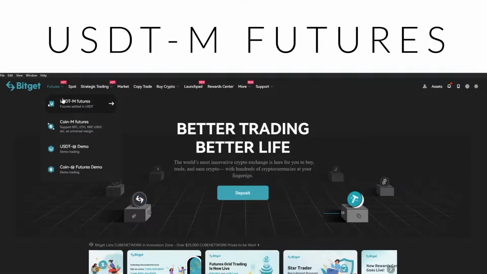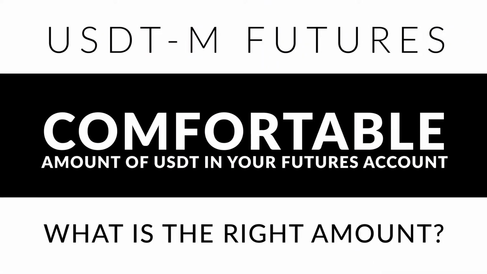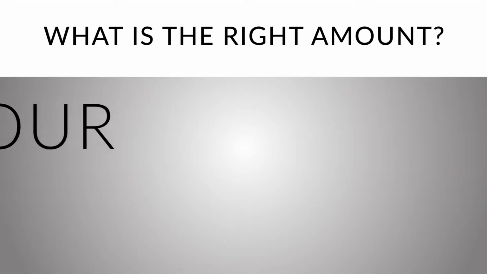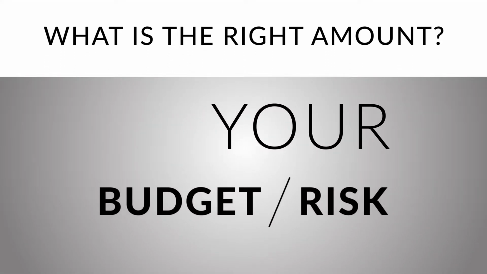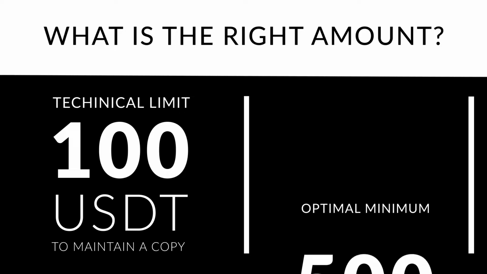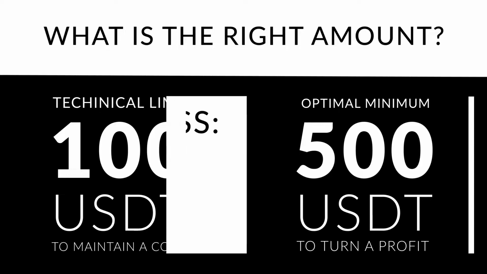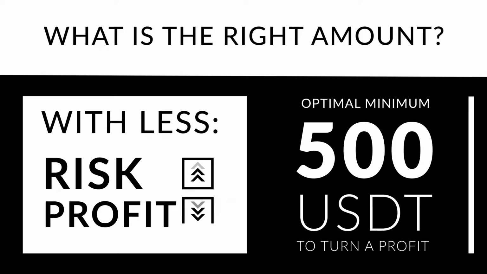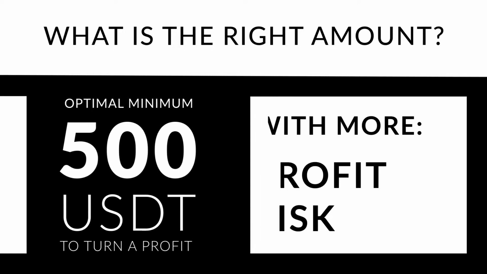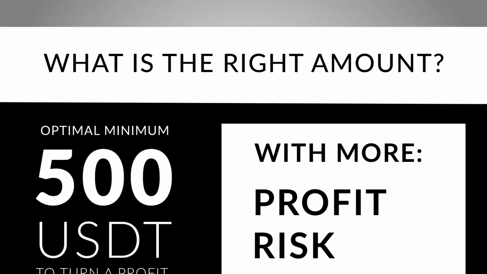It is important to understand that copy trading on Bitget happens on USDT futures, therefore you will need to have a comfortable amount of USDT sitting in your futures account. The amount you commit to copy trading depends on your own budget and risk threshold, but experience shows that it's best to have at least 500 USDT for starters to earn a noticeable profit. You can also try with less, but then the risk increases and profitability decreases. Of course, the more you can allocate to your futures account, the bigger safety buffer you have. This is necessary in case some trades go the wrong way.